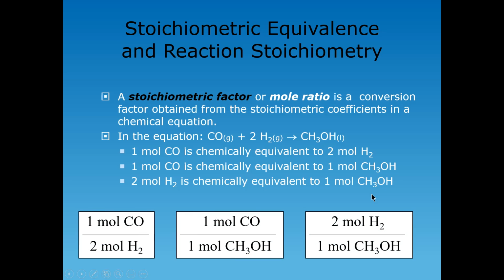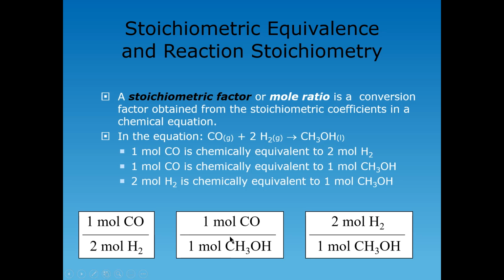All right, so based on those statements, we can write down the mole ratios as a conversion factor. So for example, in the case of the relationship between carbon monoxide and hydrogen, that's a 1 to 2 mole ratio. We can express it as this conversion factor right here, where we have 1 mole of carbon monoxide above as the numerator and 2 moles of hydrogen below as the denominator. Or you could flip this. You could have the 2 moles of hydrogen above and 1 mole of carbon monoxide below.